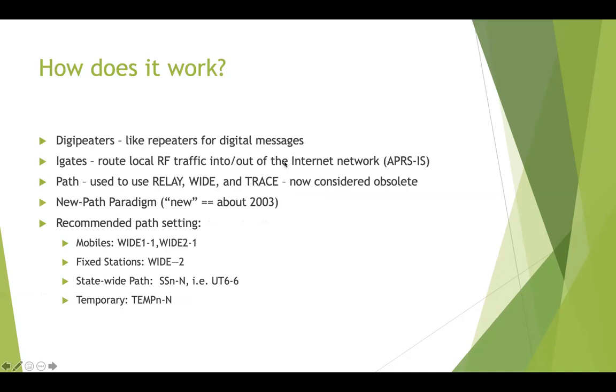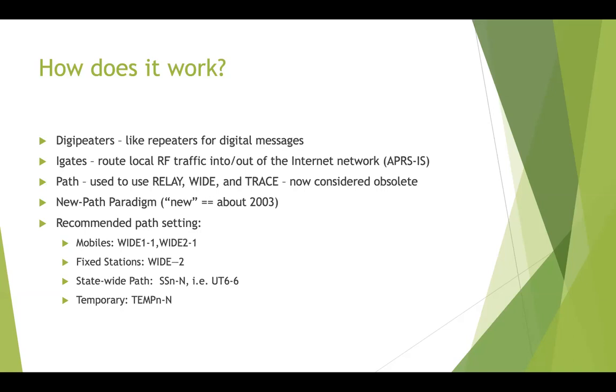So there is this concept of digipeaters, kind of like a repeater, where the digipeater will receive an inbound packet and then send it back out again. So it's kind of like a store and forward repeater. It's not like a regular voice repeater that we would use, where it's transmitting at the same time as it's receiving. The digipeater would actually receive it, examine the packet, and then send it out again. It uses a concept called I-gates, which are used to route local radio frequency traffic in or out of the internet system where there are APRS nodes on the internet. Let's call it APRS-IS. And so you can gateway those packets in and out of the internet.